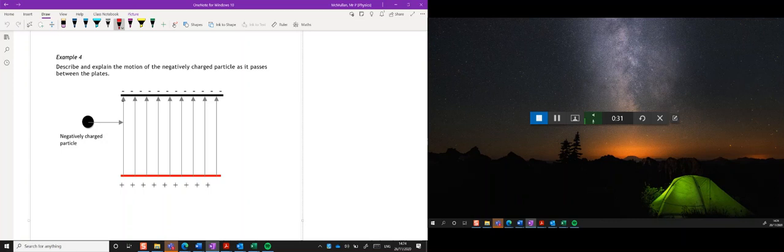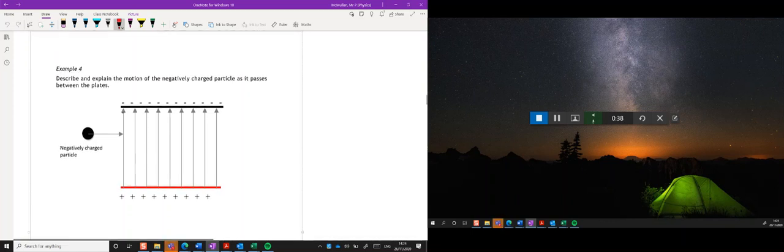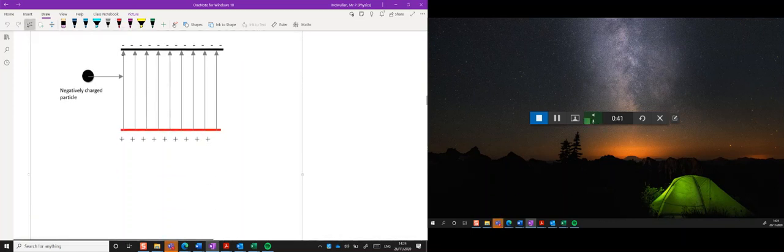So, let me just get the right pen, and we can draw that in. Where's my pen gone?